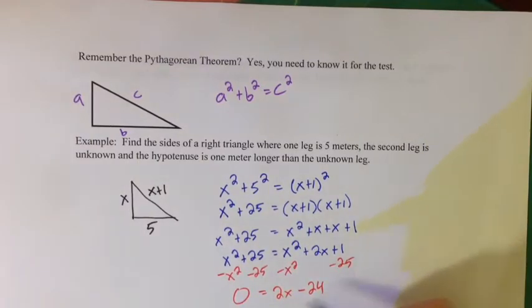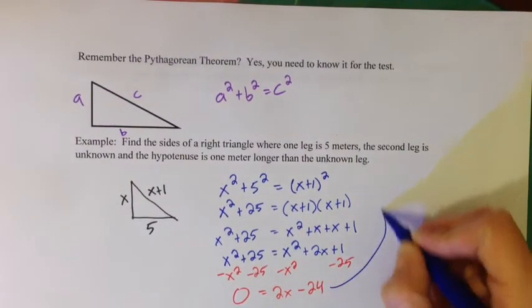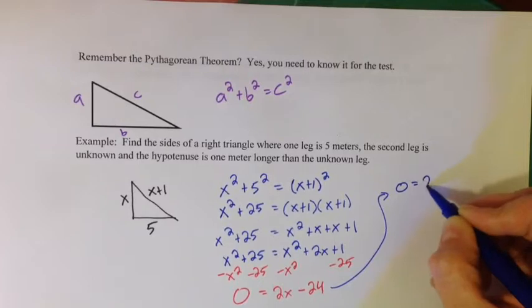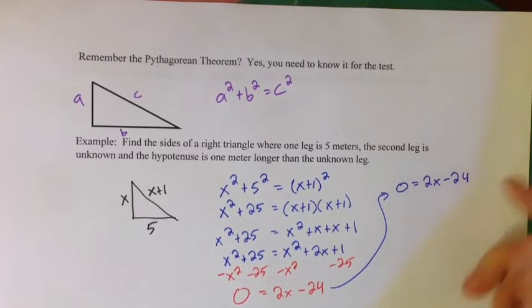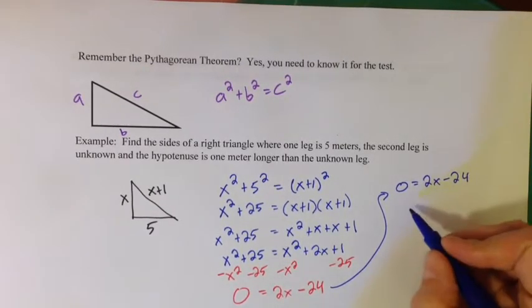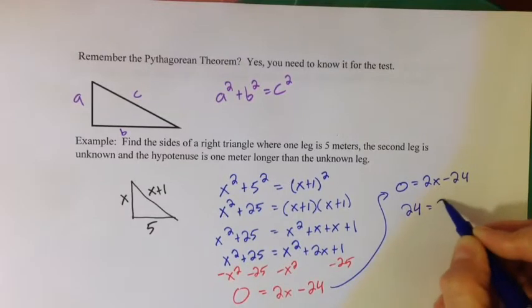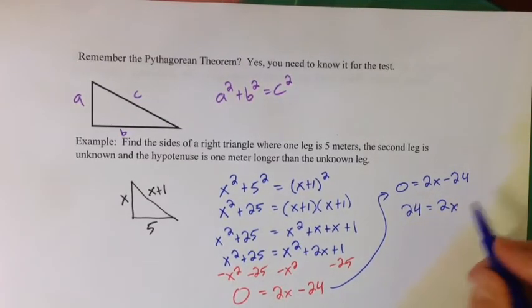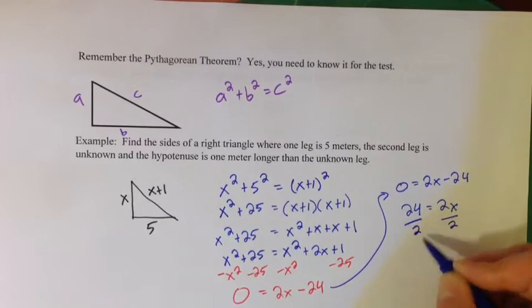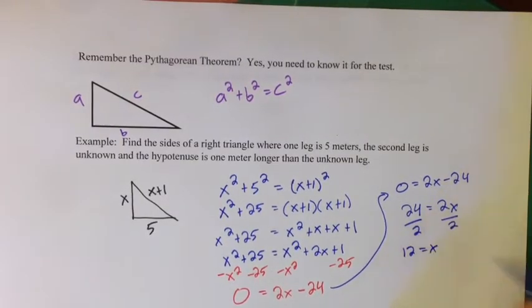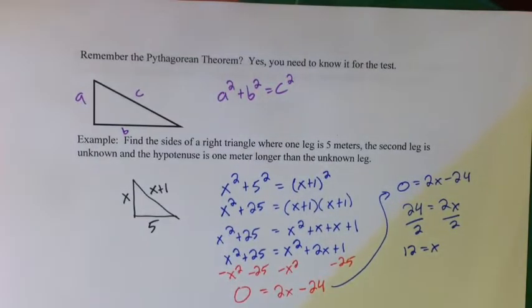Now at this point you're welcome to continue factoring, but if you look closely I think you'll see that you actually know how to solve an equation like this pretty easily. If you have 0 equals 2x minus 24, you can add the 24 to both sides to get 24 equals 2x, and then divide both sides by 2 to get 12 equals x. So that tells me that the length of the unknown side is 12 meters.